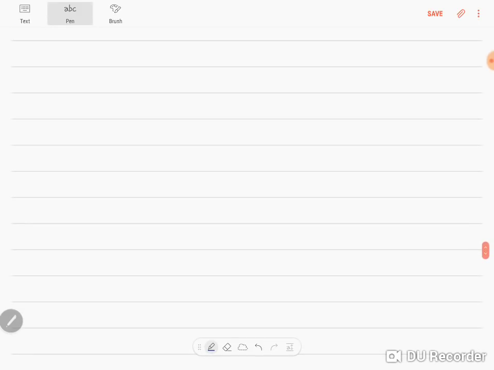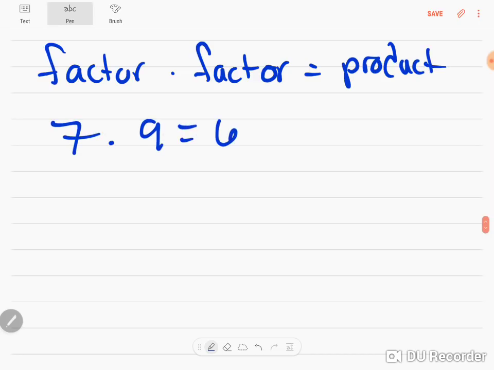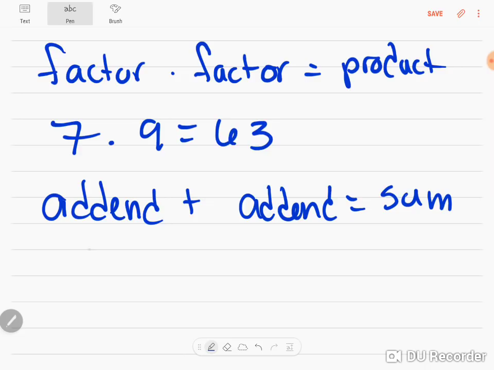Number 3, it says the product of 7 and 9 is how much greater than the sum of 7 and 9? All right, so a product is a factor times a factor equals a product. In this problem, we have 7 times 9, which equals 63. An addend plus an addend equals a sum. In this problem, we have 7 plus 9, which equals 16. If I want to know how much greater, I need to take 63 minus 16.